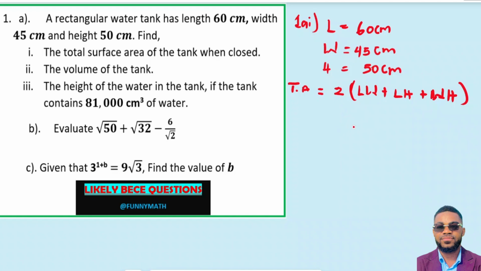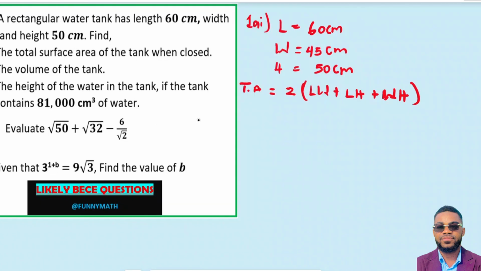Because whenever you take a cuboid, opposite faces are identical. So when you take one face, it is identical to the opposite face. That is why we multiply by 2, so that you know that we are dealing with opposite sides or opposite faces. So that is it. Now we just have to do our substitution to find the total surface area.